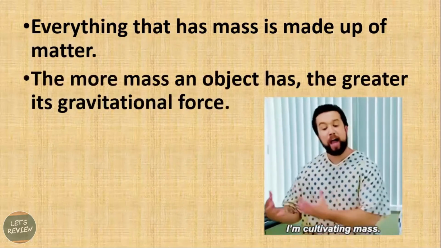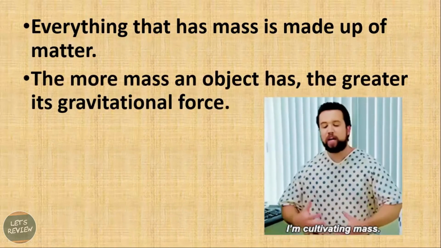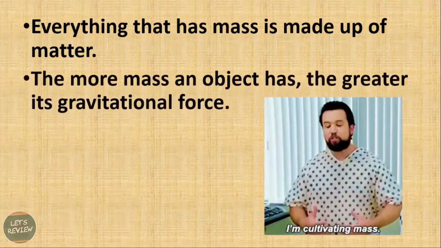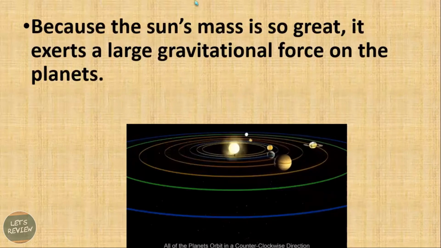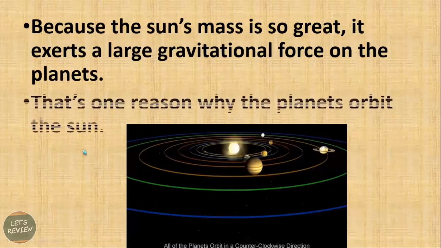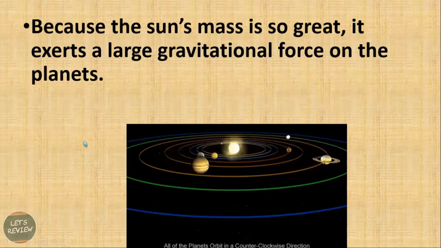The more mass an object has, the greater its gravitational force. Let's say the heavier you are, the greater the pull of gravity on you. Because the sun's mass is so great, it exerts a large gravitational force on the planets. That's the reason why it can hold all of these 8 planets revolving around it. That's one reason why.